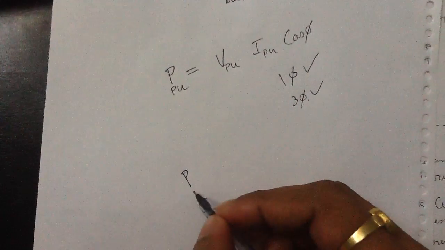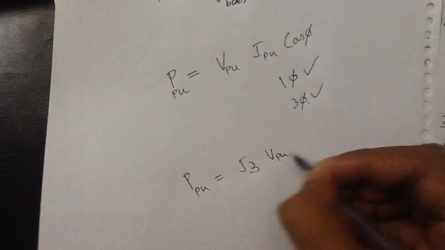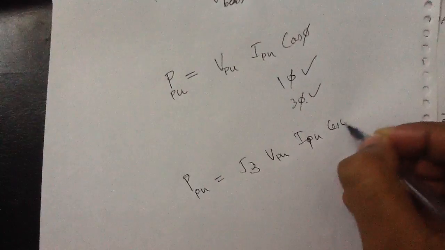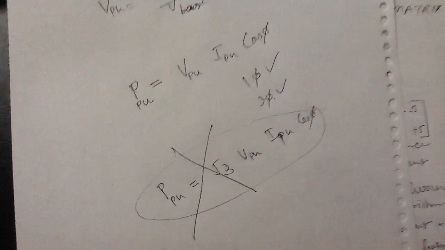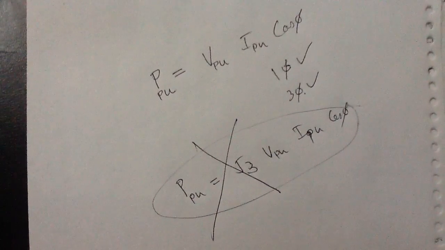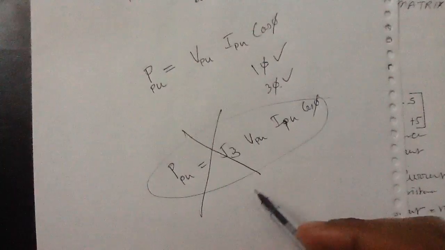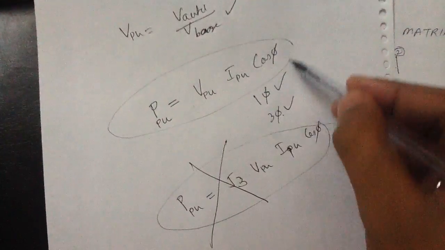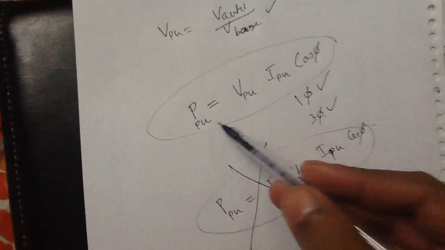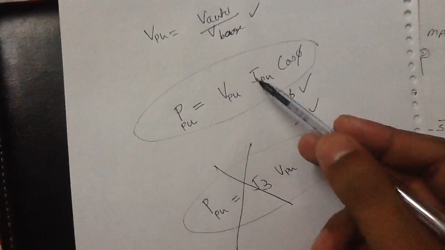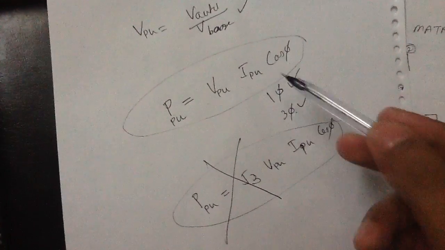For three phase system, if you are writing P per unit equals root 3 V per unit I per unit cos phi, this formula will become wrong. I will tell you in later videos. In the next videos I will discuss this. But remember, this is very very important. In the single phase system or in the three phase system, always use this formula: P equals VI cos phi, where P is in per unit, V is in per unit, and I is in per unit.